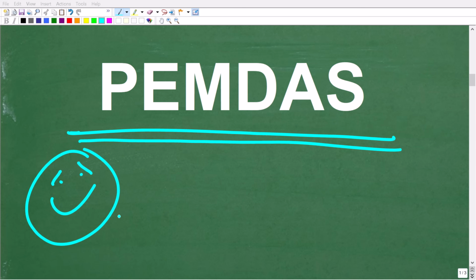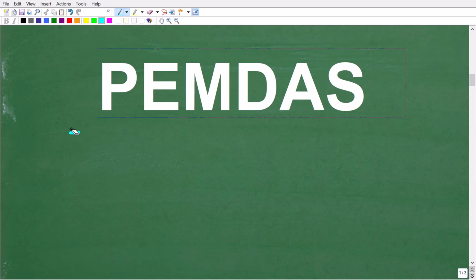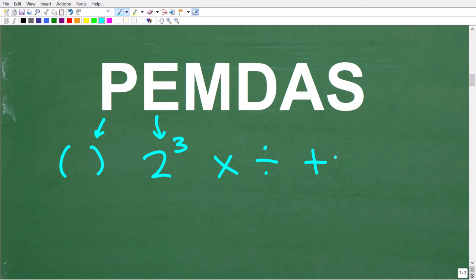Okay, so PEMDAS is a simple acronym, and let me go ahead and tell you what these letters stand for. So P stands for parentheses, E stands for exponents, but you could think of this as powers. M stands for multiplication, D stands for division, A stands for addition, and S stands for subtraction. But here is the deal. This is a checklist that goes from left to right. So most people are familiar with this acronym PEMDAS, but you got to do this from left to right.